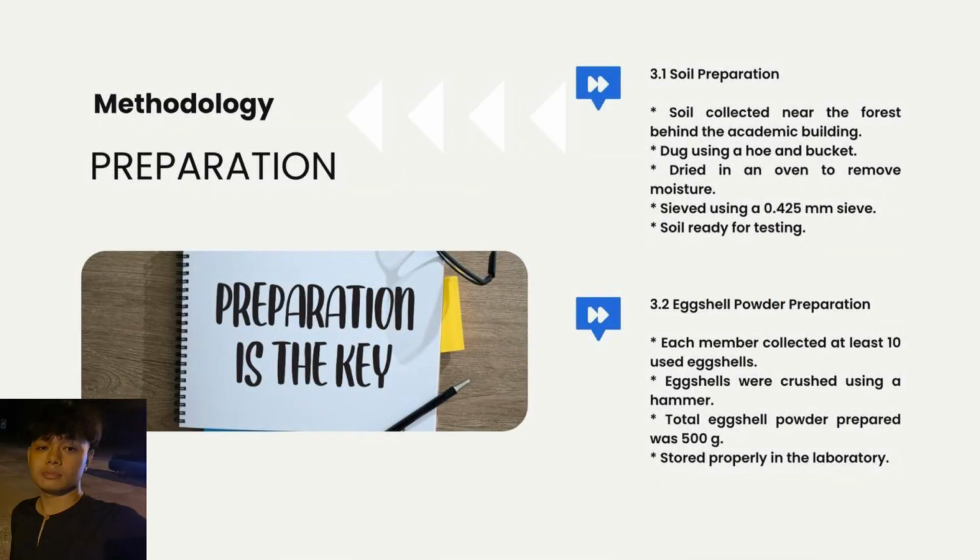Let's move on to the next part of this video, which is methodology. The first part of methodology is preparation. First, I will talk about soil preparation. Soil was collected near the forest behind the academic building. Dug using a hoe and a bucket. Dried in an oven to remove moisture. Sieved using a 0.425mm sieve. Soil is ready for testing.